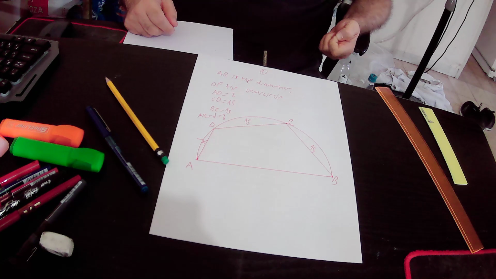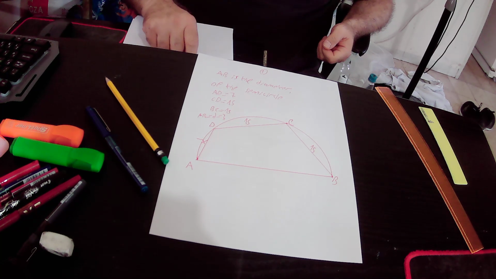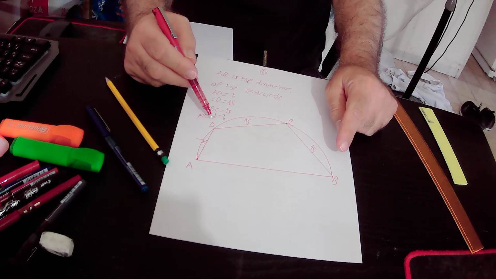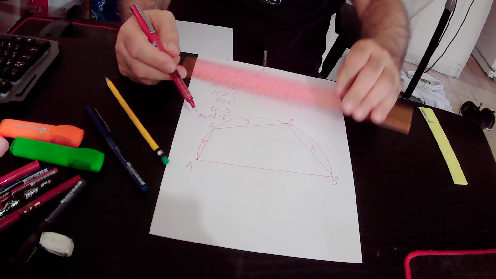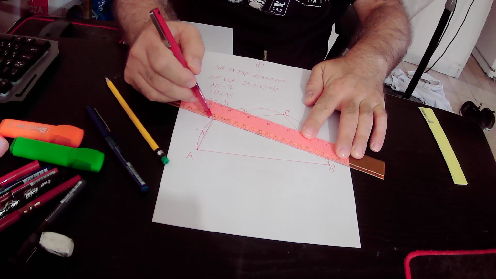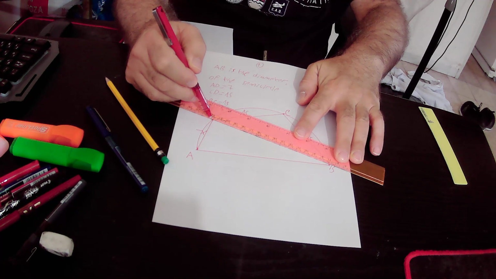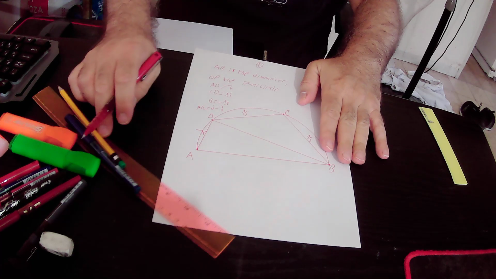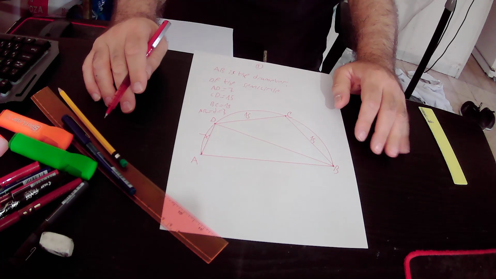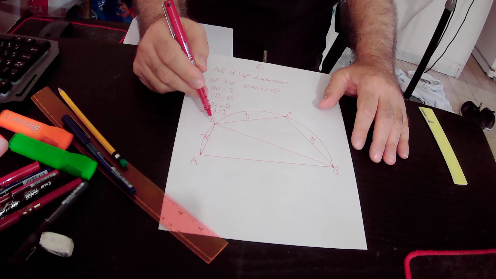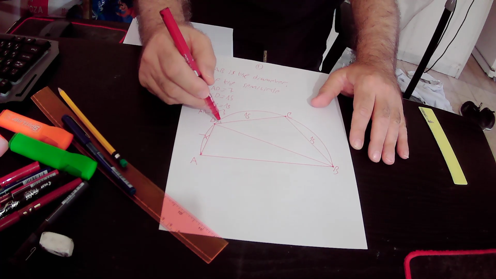So first of all, we will make a construction. We will join points D and B together by a straight line. So actually angle ADB, that is the peripheral angle, is a right angle.